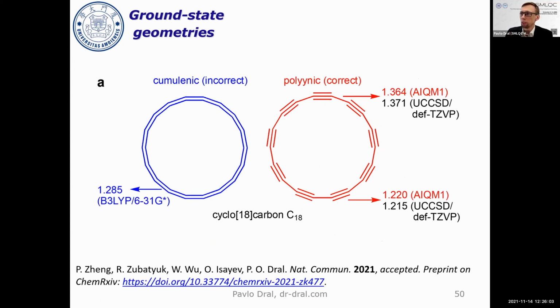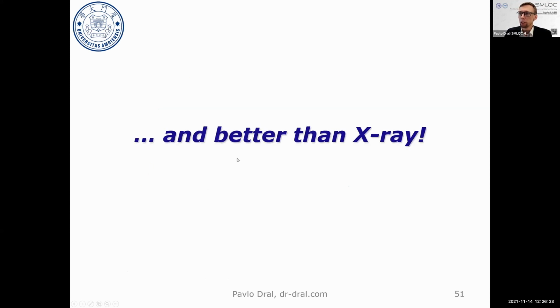Like general DFT, because of course there is exact DFT. I'm not talking about all of this. And so this is a very nice example. We show that if you use AIQM1, it correctly predicts the polymeric structure, while DFT fails completely, it just predicts the same bond length. And surprisingly, it is better than X-ray for some cases.